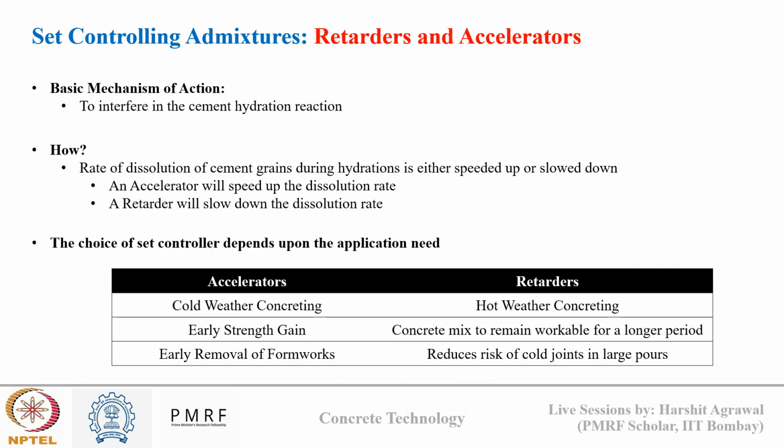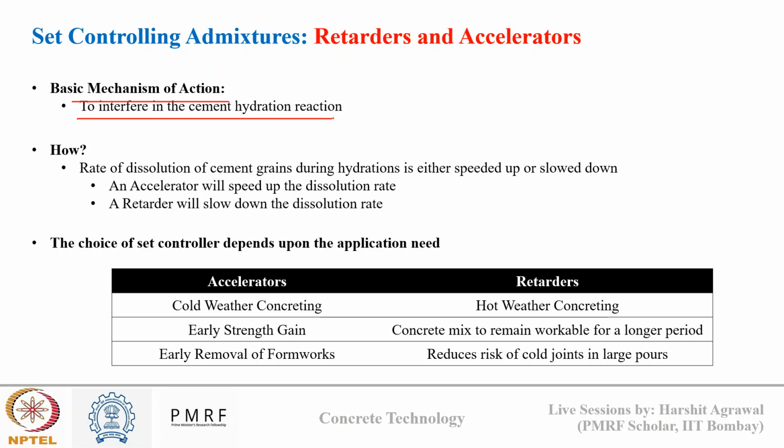Now, next we'll talk about set controlling admixtures, which include retarders and accelerators. As the name suggests, they control and manipulate the setting behavior of cement paste, which eventually manipulates the setting behavior of concrete. Now, what is the basic mechanism of action of these admixtures? They interfere with the cement hydration reaction. Since they are manipulating the setting behavior of cement paste, it can only be possible when they are intervening with the hydration reaction that is happening.